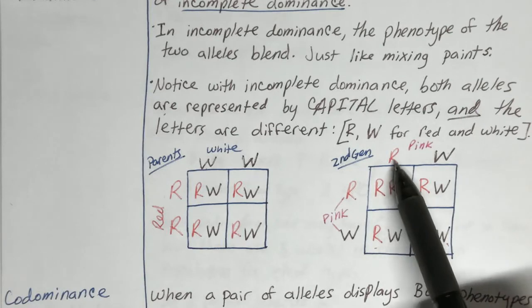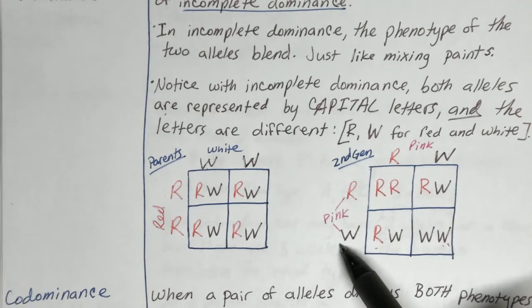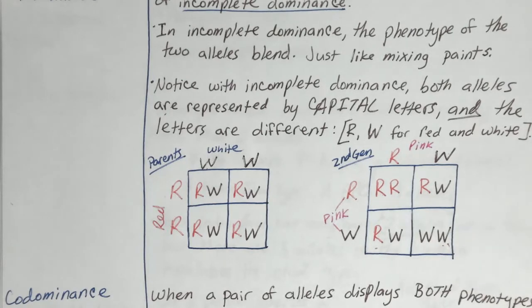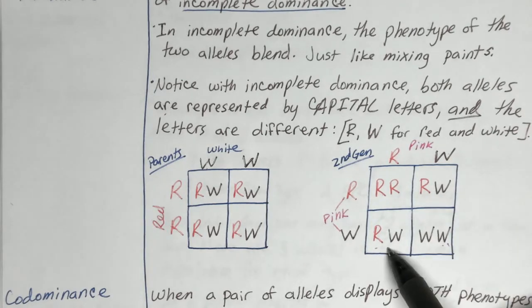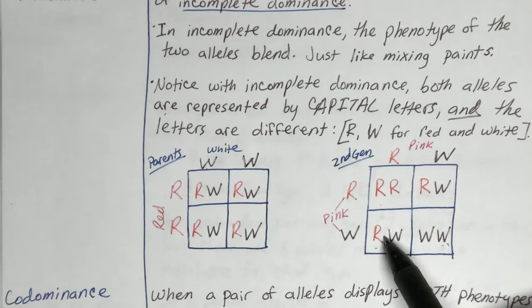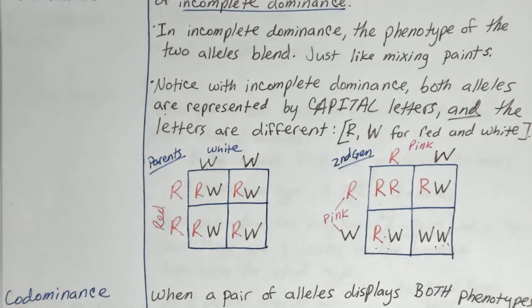So when we mix the RWs, the pink flowers, there's a 1 in 4 chance of red, 2 in 4 chance of pink, 1 in 4 chance of white. 25, 50, 25%.